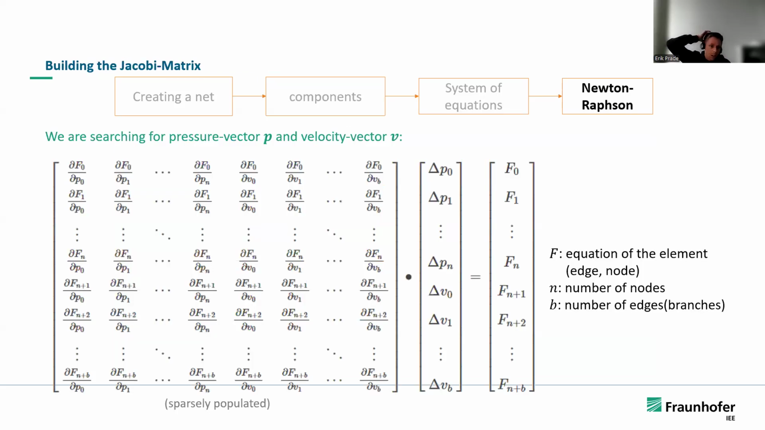The last step before the Newton-Raphson is to build the Jacobi matrix to calculate the pressure vector P and velocity vector V. On the right side, we have our vector of the equations for each element, and the Jacobi matrix is made up of the partial derivatives for each of these elements. With these, we are able to calculate the vector we are searching for.